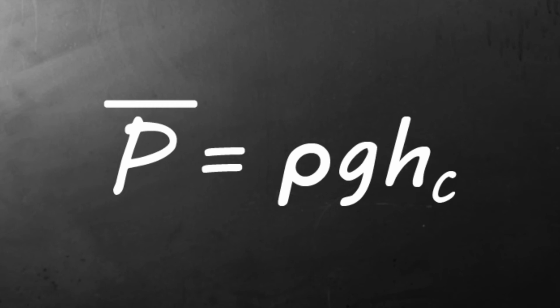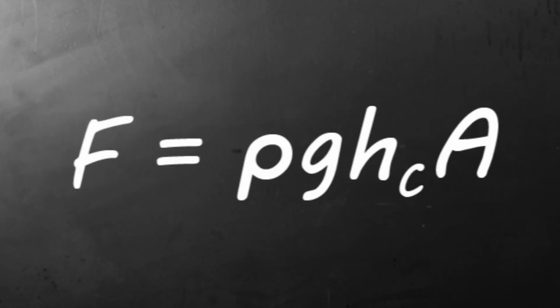That's the average pressure. And then that gives us an equation to calculate the equivalent force resulting from the hydrostatic pressure. It's going to be rho times g times h sub c times the cross-sectional area, capital A. And that allows us to calculate some forces that we can use for designing structures.